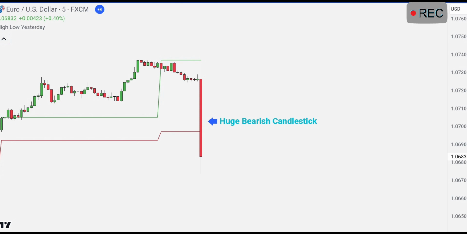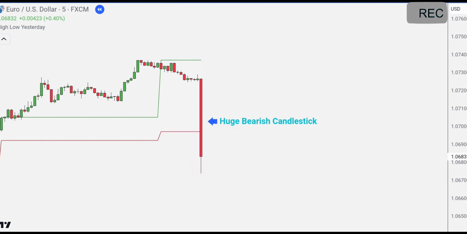Now let's take a step-by-step look at an example of a short position and particularly understand the meaning behind the market's movements. As you can see on the screen, while the price was in an uptrend, there was a sudden and significant selling movement. Naturally, a massive red candlestick even pierced through the bottom line of the high-low yesterday indicator.